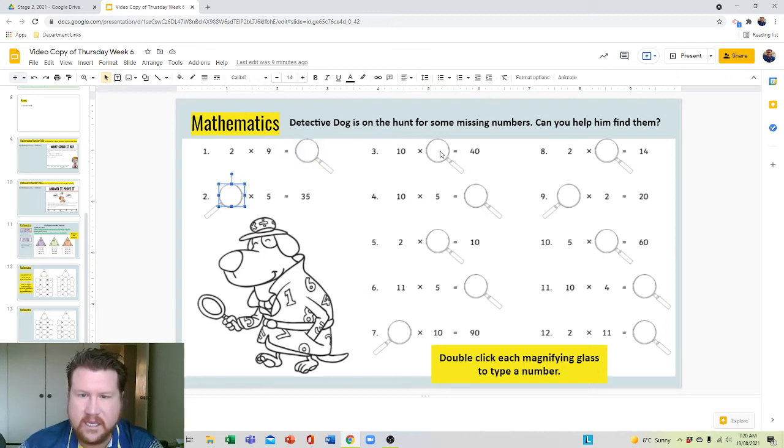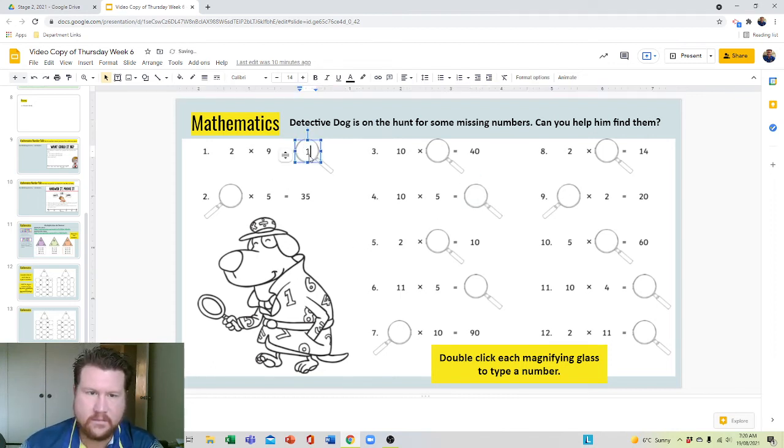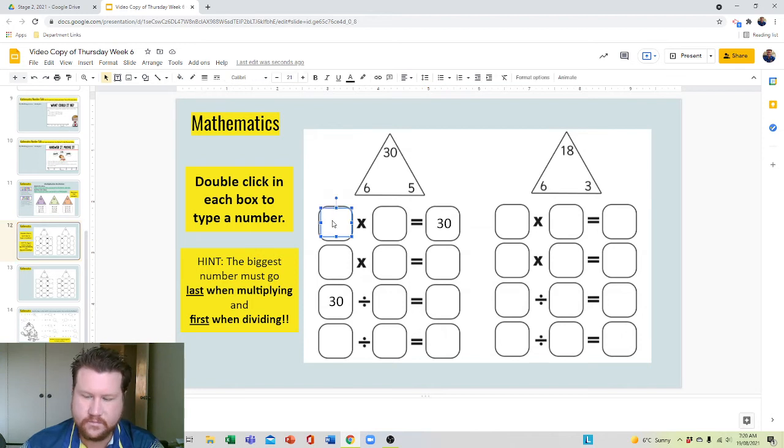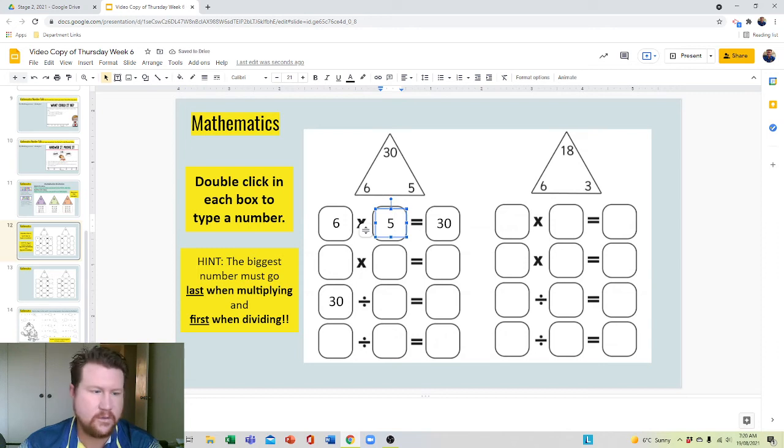So again, someone's taken the time to put all these in. Another fact family thing. It's the same questions. 2 times 9 is what? Something times 5 is 35. 10 times what is 40? Easiest one. 10 times are the simplest. 10 times 5 is what? Type the answers in. Look, I'll do the first one for you. Just type it in. Same with here. See? Simple. I even did that slowly.